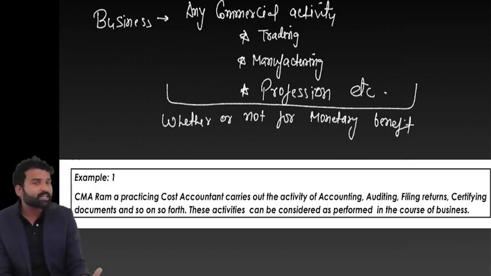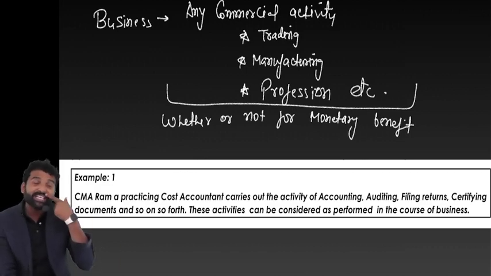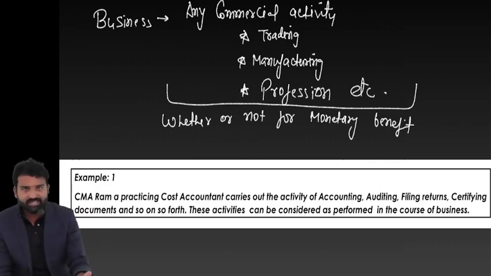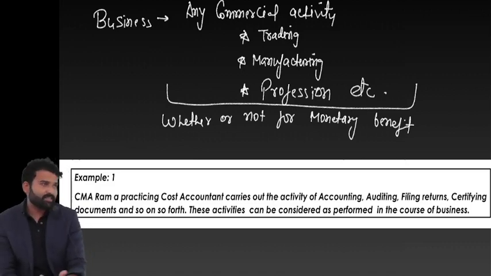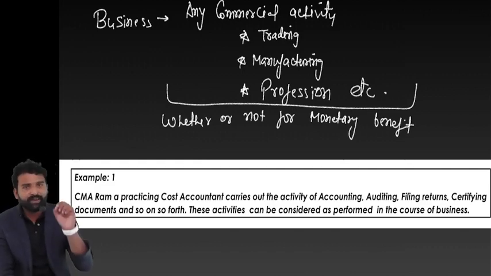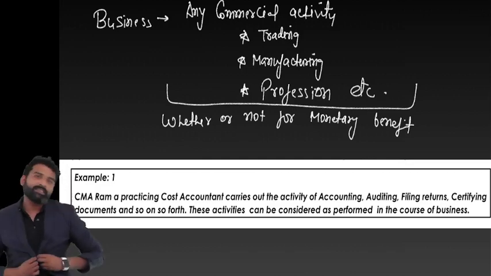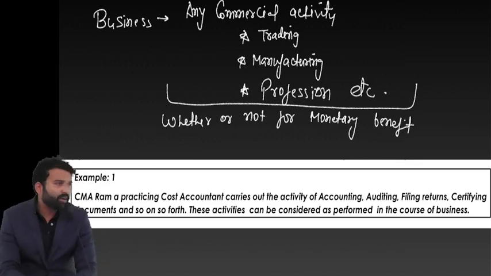A practicing cost accountant doing professional activity, it is a business. A chartered accountant doing any professional activity, it is a business. A trader selling goods, it is a business. A manufacturer manufacturing something and selling goods, it is a business. A casino doing adventure or wager activity, it is a business. A society supplying goods or services to its members, it is a business. Each and every transaction, whether monetary or non-monetary benefit, only the personal transactions are eliminated. Other than that, all the transactions are business transactions, and in that case, GST will be leviable. So this is the third important criterion.